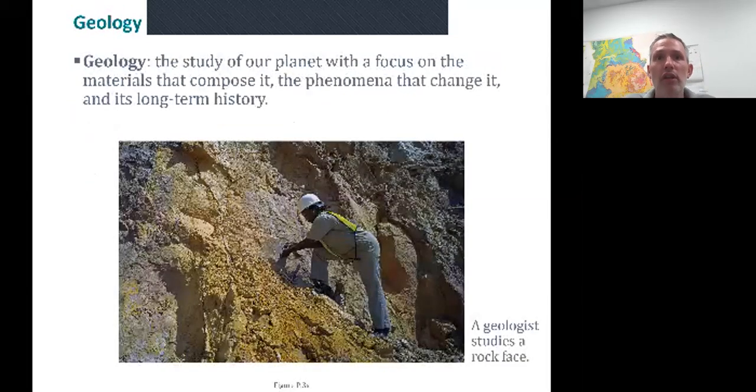As I just mentioned, geology is the study of our planet with focus on the materials that compose it, the phenomena that change it, and its long-term history. Here we have a geologist doing some field work, and my background is as a geologist. I really liked going out into the field and getting dirty, spending a lot of time in nature. One of the beautiful things about teaching at Mineral Area College is that this area is surrounded by world-class geology. The fact that we're Mineral Area College should give you a clue as to how much we value minerals around here in our long mining history.